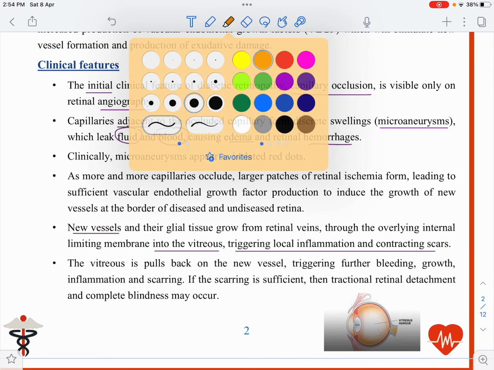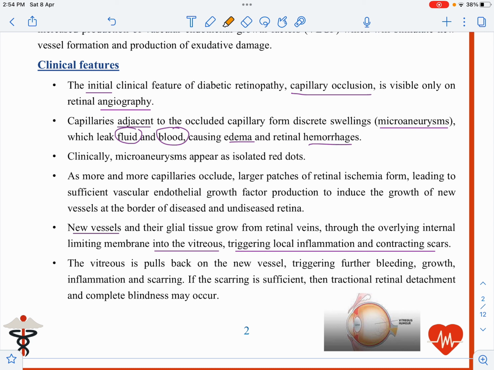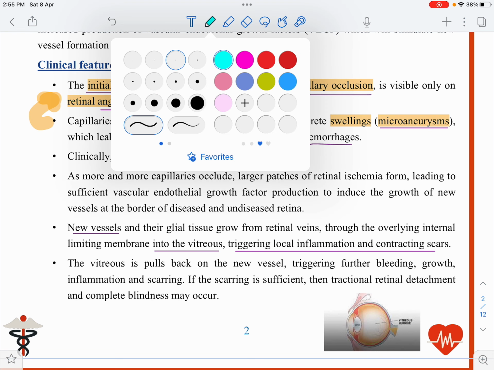What about the clinical feature؟ طبعا initially you can diagnose the retinopathy by retinal angiography. راح نلاحظ الكابيلاري occlusion. اوكي. الكابيلاري الادجستنج تو هاي يعني المجاورة لهاي الكابيلاري راح يصير بيها نوع من السويلنج، فيسموها المايكرو انيوريزم. المايكرو انيوريزمز you can see it as a red dot يعني بالكلينيكالي كأنه بس هذا red نقطة حمراء.